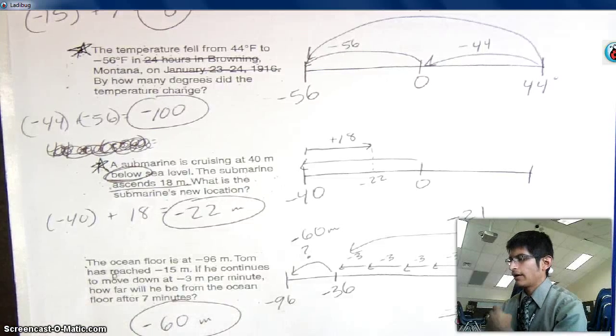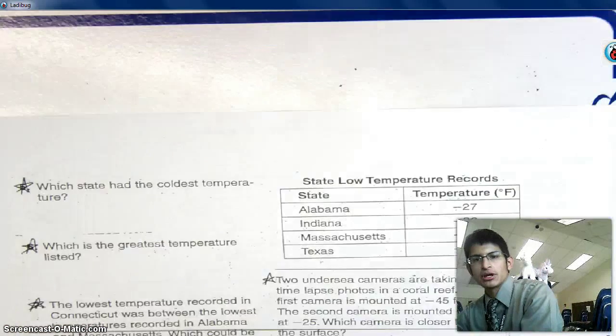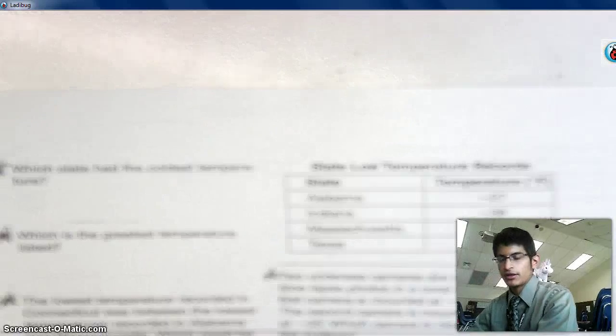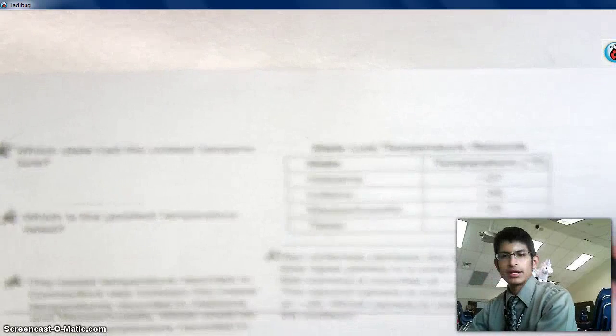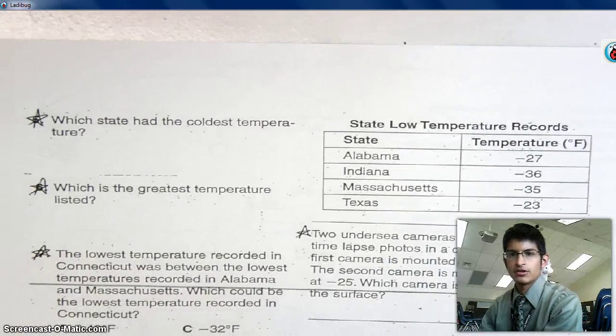Okay? Alright, on the back side of this, it says, which state had the coldest temperature? Before I do all that, let me read my table. These are the temperatures on the table. Before I even answer the questions, let me put these numbers in order first, and focus my camera. There we go. Let's put these numbers in order.